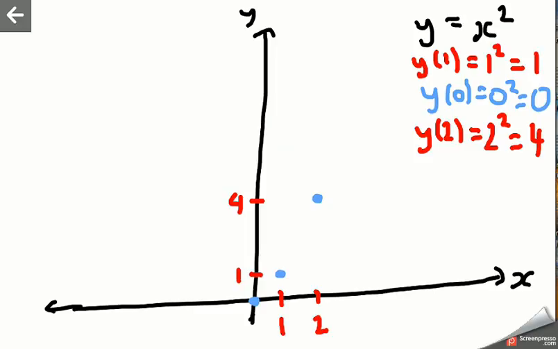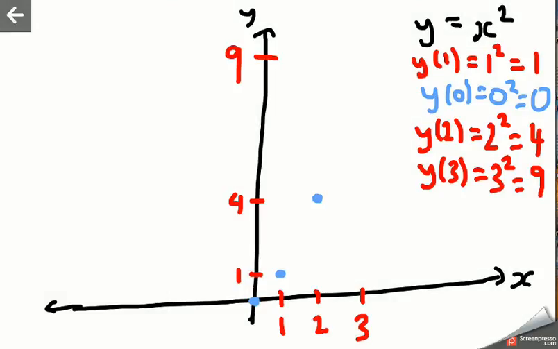And finally, let's take x equals 3. This is probably the last one we're going to be able to fit in, because when x is equal to 3, y is equal to 3 squared, which is equal to 9, because 3 times 3 is 9. So when x is equal to 3, y is actually equal to 9, and so our parabola goes through the point (3, 9).